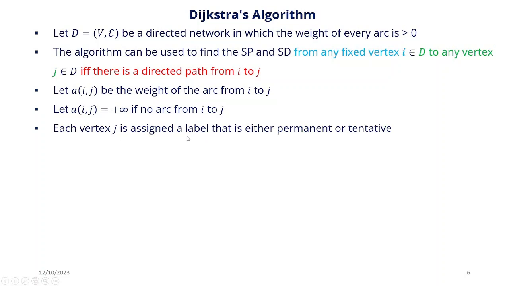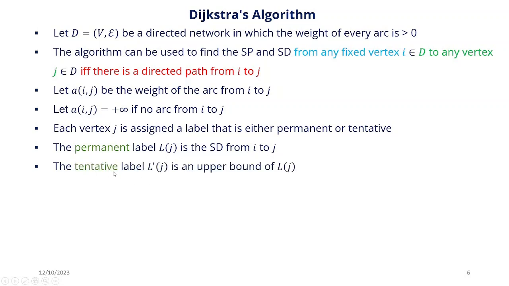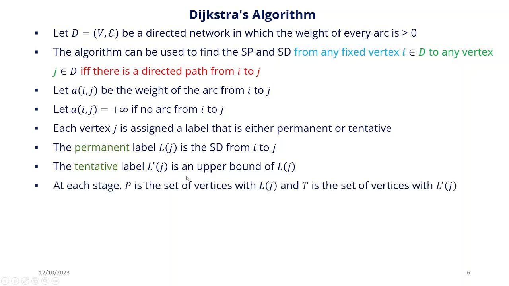Each vertex J is assigned a label that is either permanent or tentative. The permanent label, which we will write as L(J), is the shortest distance from I to J. The tentative or temporary label L prime J is an upper bound on the permanent label. At each stage, a set P is the set of vertices with the permanent labels, and the set T is the set of vertices with the temporary labels.